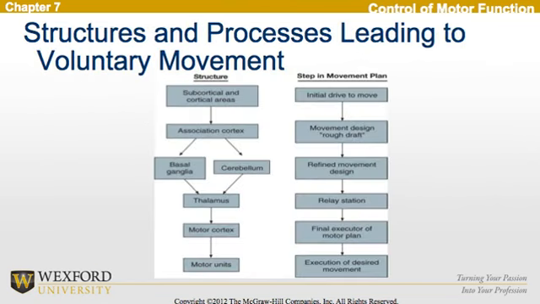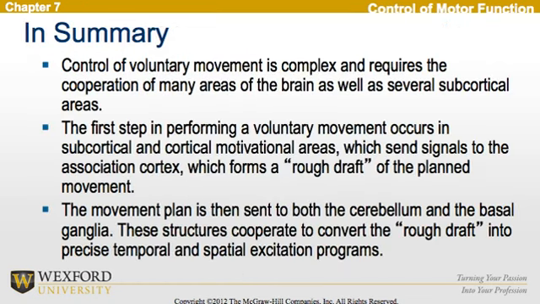Below we see a diagram with the structures and the processes leading to voluntary movement. In summary, control of voluntary movement is complex and requires the cooperation of many areas in the brain as well as several subcortical areas. The first step in performing a voluntary movement occurs in the subcortical and cortical motivational areas, which send signals to the association cortex, which forms a rough draft of the planned movement.